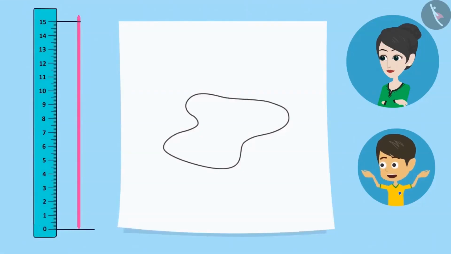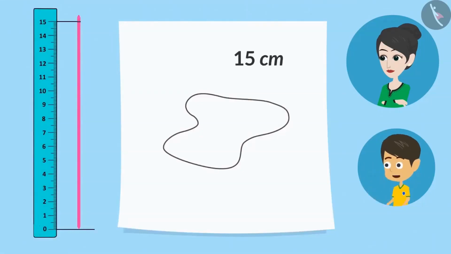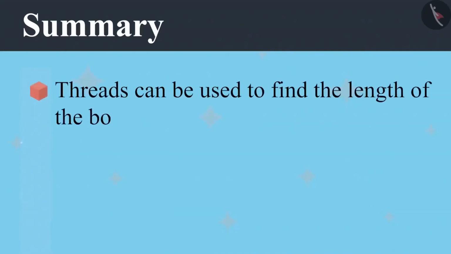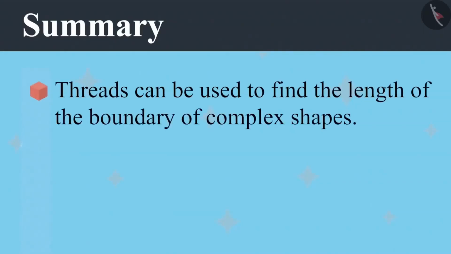Look, I got the measurement. The length of this shape's boundary is 15 centimeters. Now you can measure the boundaries of shapes with both straight and curved edges. Today we learned that threads can be used to find the length of the boundary of complex shapes.